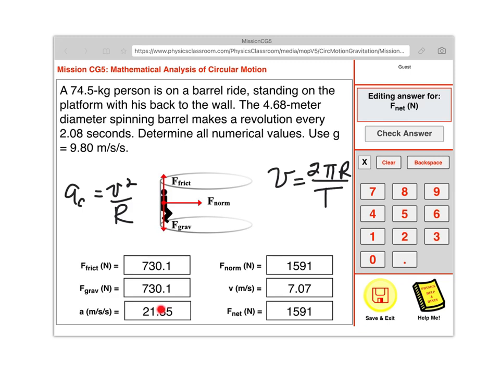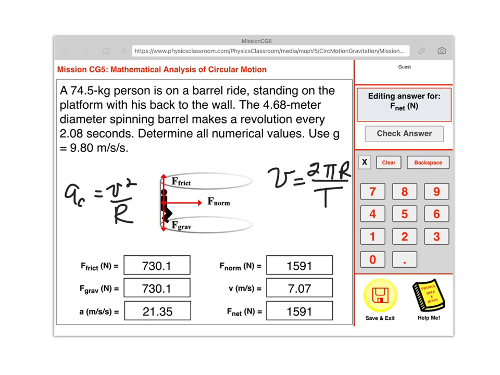Now notice, this is more than twice g. So think about the physics, the feeling of this person lying on the floor, they would feel their weight. The feeling of the wall pushing on them is double their weight. In other words, if there were a scale there, it would read more than twice the person's weight. That's why the normal force is so big. So try and understand that physically, actually, the feeling of your body if you've ever done this ride.